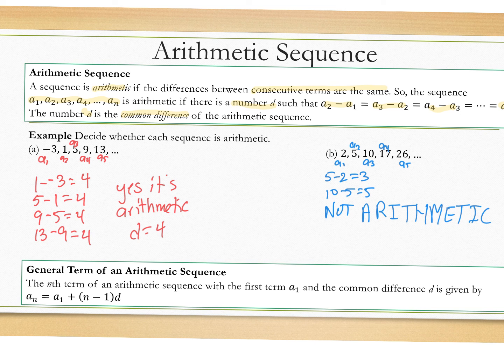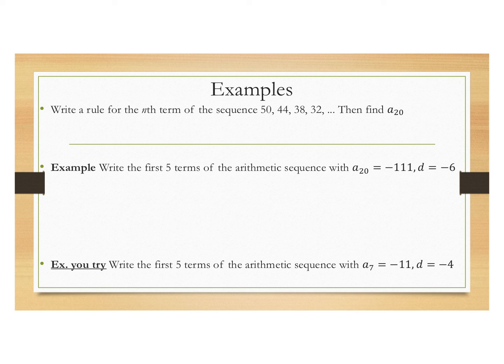Okay, next one. For the general term of an arithmetic sequence, the nth term of an arithmetic sequence with the first term a1 and common difference d is given by this formula: a sub n equals a1 plus n minus 1 times the common difference. That is the formula that you need to know. So if we look at our next problem, we're going to write a rule for the nth term of the sequence, and then we're going to find the 20th term.